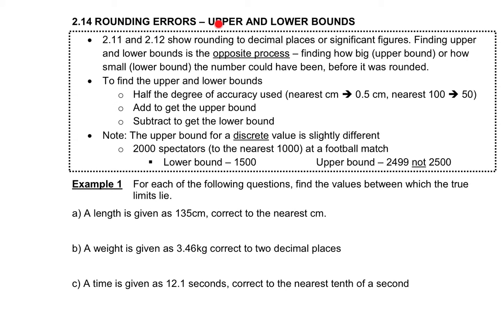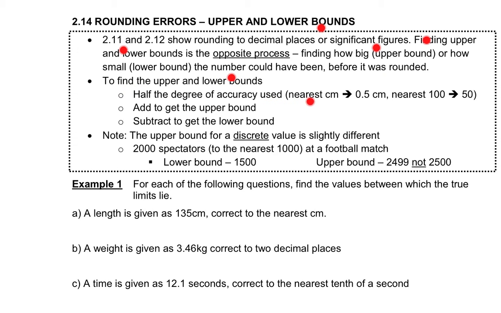Rounding errors, upper and lower bounds. In videos 2.11 and 2.12, these show rounding to a certain number of decimal places or significant figures. So finding the upper and lower bounds is the opposite process. So finding out how big the upper bound or how small the lower bound the number could have been before it was rounded. So to find the upper and lower bounds, half the degree of accuracy used.